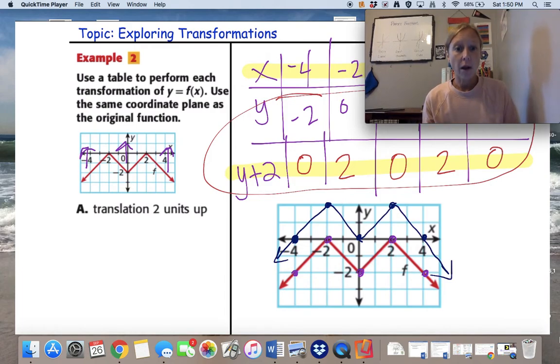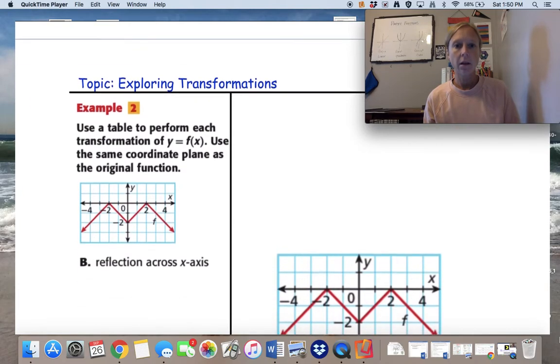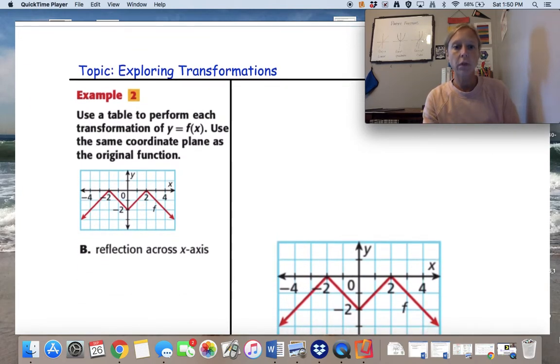We've done a lot of practicing with translations. Let's practice some other types of transformations. We'll start with reflections. We had said earlier, and you had seen in your Desmos activity, that for a reflection we need to multiply by -1. It's a flip over the x or y axis. So we're going to reflect now across the x-axis.